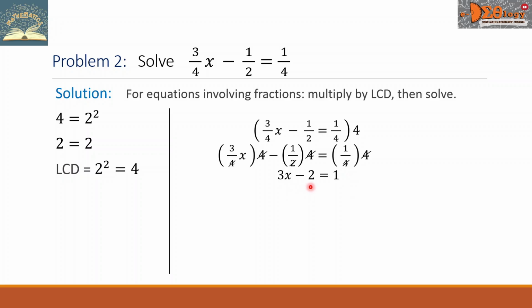The negative 2 we transpose to the right. It becomes positive. So 1 plus 2 is now 3. We divide this equation by the coefficient of x, which is 3. Or we can see that x equals 3 over 3 and x equals 1.